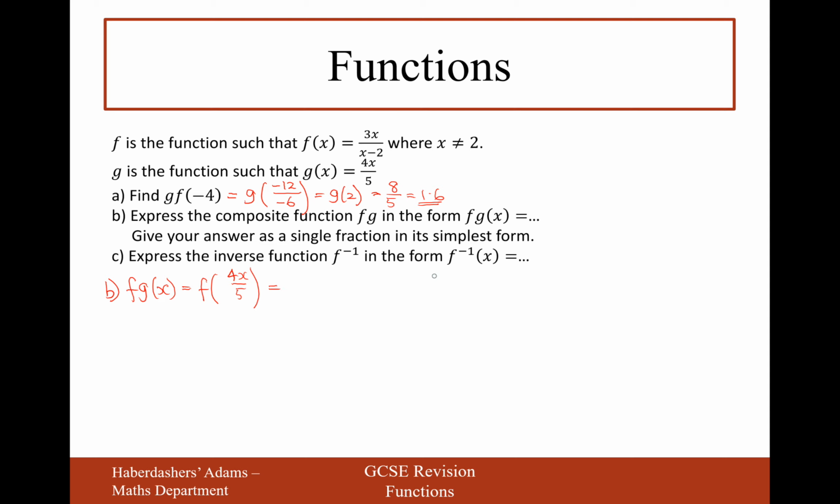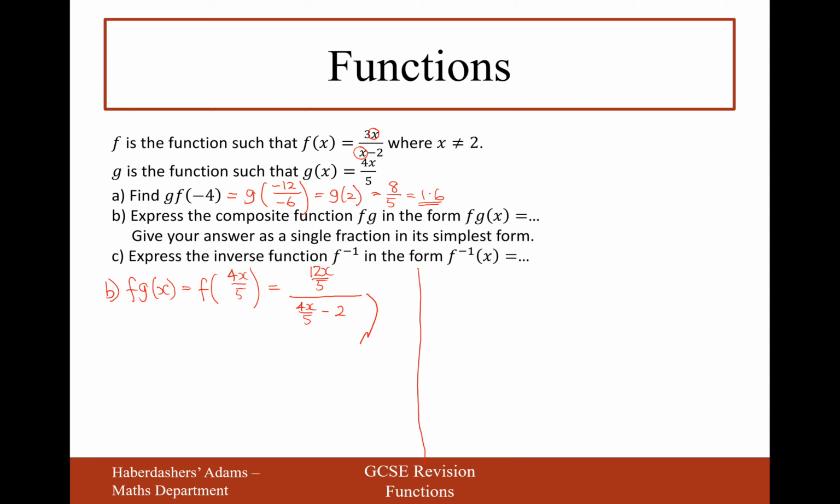Now the next part is the trickier part, because what I have to do there is I have to put the g function into both positions of x in the f function. So it's going to be 3 times 4x over 5, that's going to be 12x over 5, so that's the top part of this f function divided by 4x over 5 take away 2. Okay, now this is looking pretty difficult. It has asked for it as a single fraction, and at the moment we've got a double, in fact a quadruple tiered fraction, which is not what we're after.